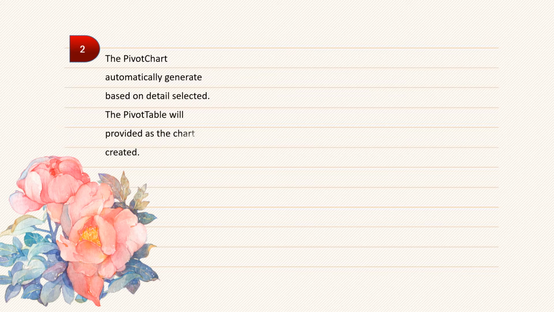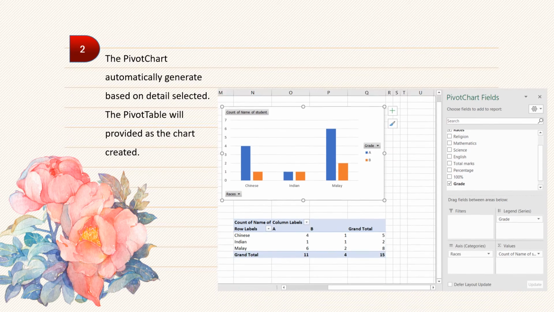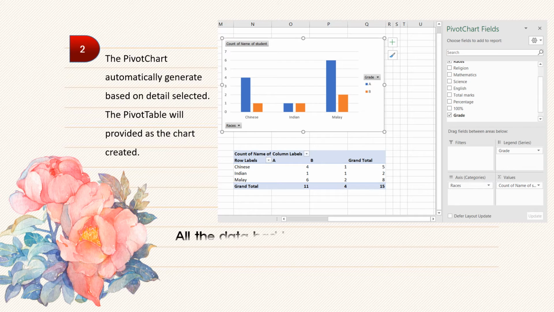Second, the pivot chart automatically generates based on the details selected. The pivot table we provide has a chart created. So this is what you want to include in your charts. The chart is automatically created for you using simple designs. All the data is represented in the chart.